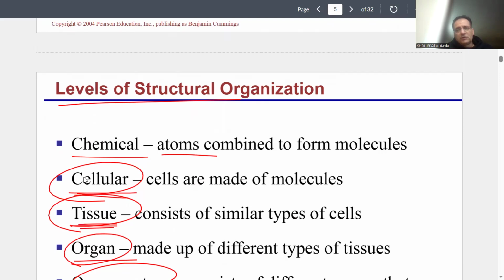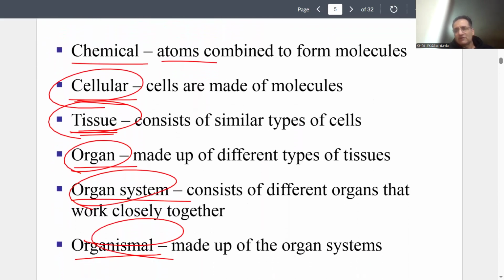Now, some books like to put in organelles before the cell, which is fine too. So you've got chemical or atom. From atom, you have molecule. From molecule, you have organelle. Organelles are different departments of the cell. They're made out of different molecules as well. And different organelles make up the cell. Okay. And different cells make up the tissues. All right. Tissues consist of similar types of cells that are aggregated next to one another and have similar function. Okay. So many tissues can come together and make up an organ.